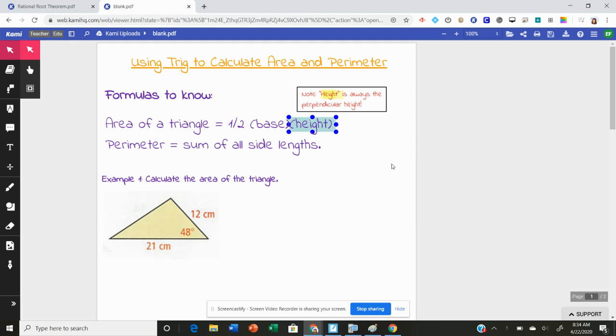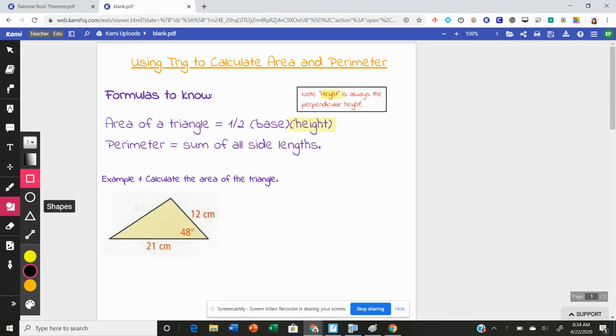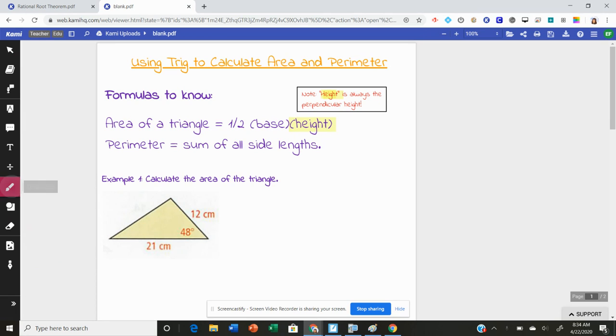Hello everyone, today we're going to talk about how to use trigonometry to calculate area and perimeter. We're going to focus specifically in this video on triangles, and then we can switch up the shapes in different videos. So for right now, we want to go over some formulas to know.